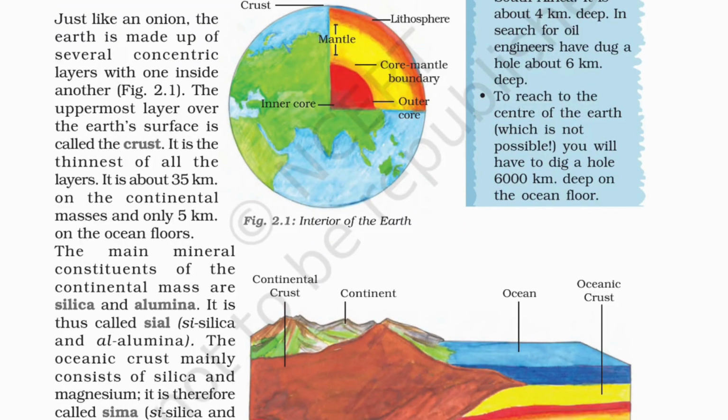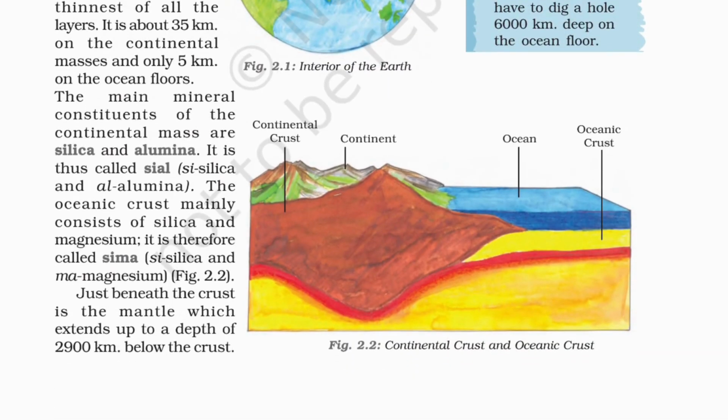Now the main mineral constituents of the continental mass are silica and alumina. So we can say that continental masses are made up of silica and alumina, and it is thus called SIAL, where Si stands for silica and Al stands for alumina. And our oceanic crust mainly consists of silica and magnesium. So it is called SIMA, where Si means silica and Ma means magnesium.